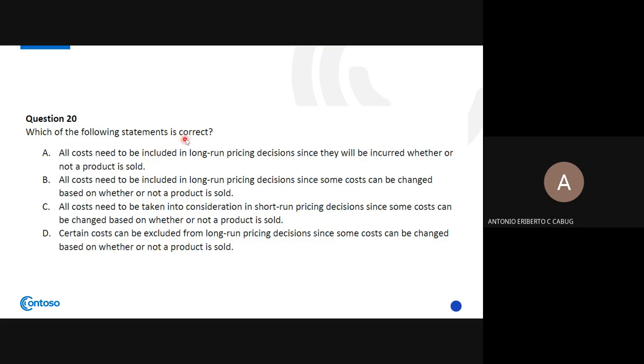So which of the following statements is correct? Everyone, please answer. Everyone. Nasagot nyo, ano? Okay.